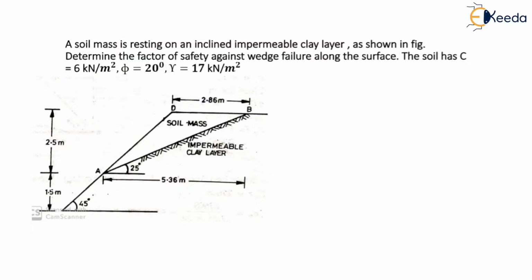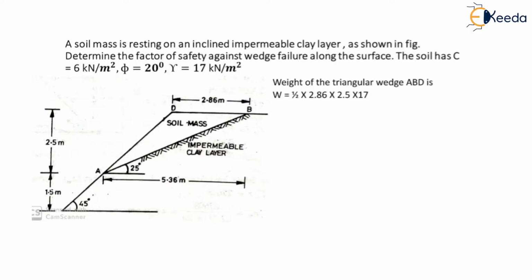A soil mass is resting on an inclined impermeable layer of clay as shown in the figure. Determine the factor of safety against the wedge failure along the surface AB. The soil has the following properties. The cohesion per unit area is 6 kilonewton per meter square, phi is 20 degrees, and density is 17 kilonewton per meter cube. Now we are supposed to determine the factor of safety for this wedge.